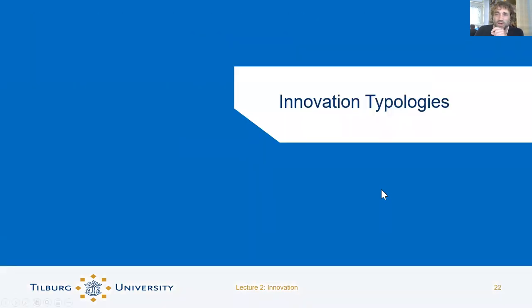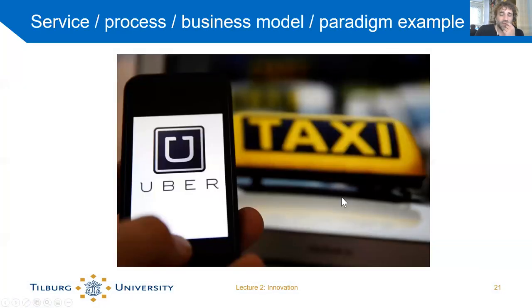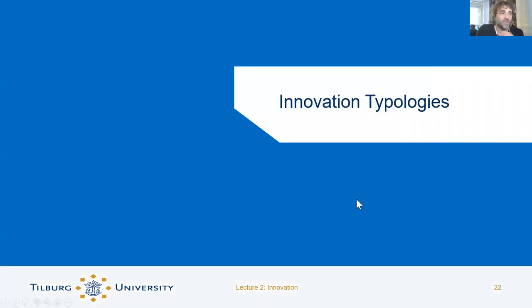So this may be a good time for a break. We now have the difference between product, service, process, and business model paradigm. After the break, we'll discuss innovation typologies, and then I can also give a few more examples of business, product, service, and other types of innovations. So let's first have a break. I would say 10 minutes, and let's continue at 5:40 about. So see you in a bit.